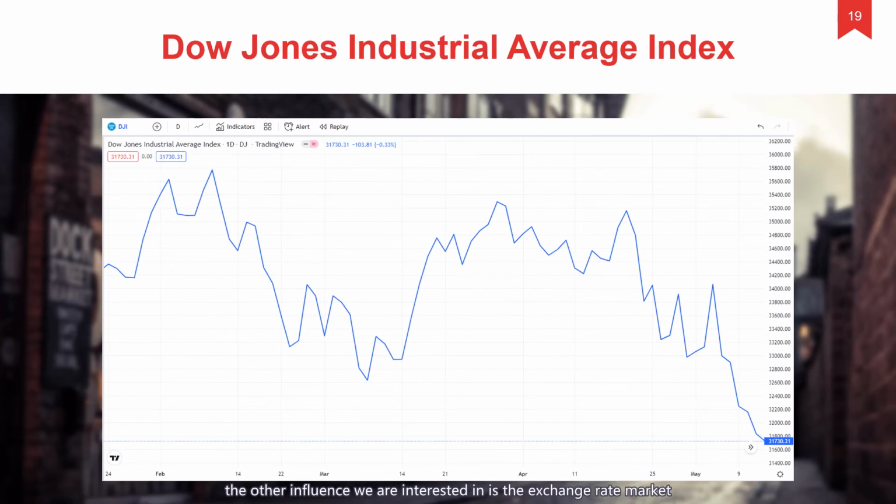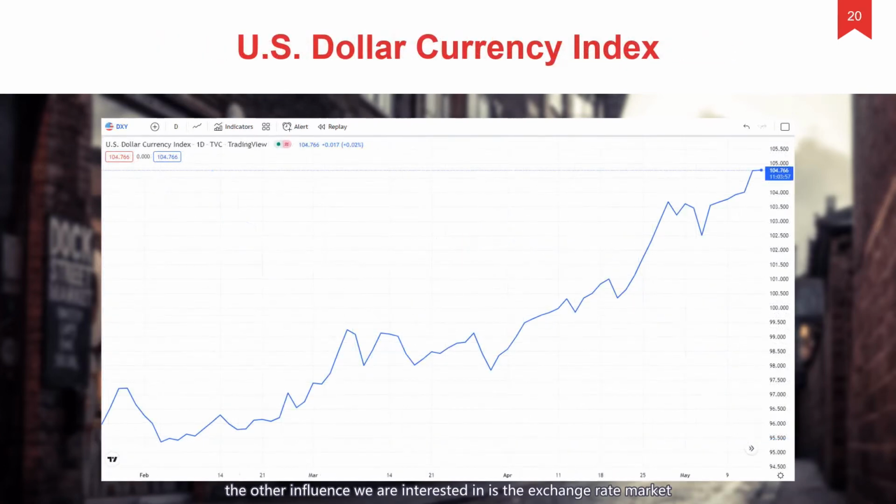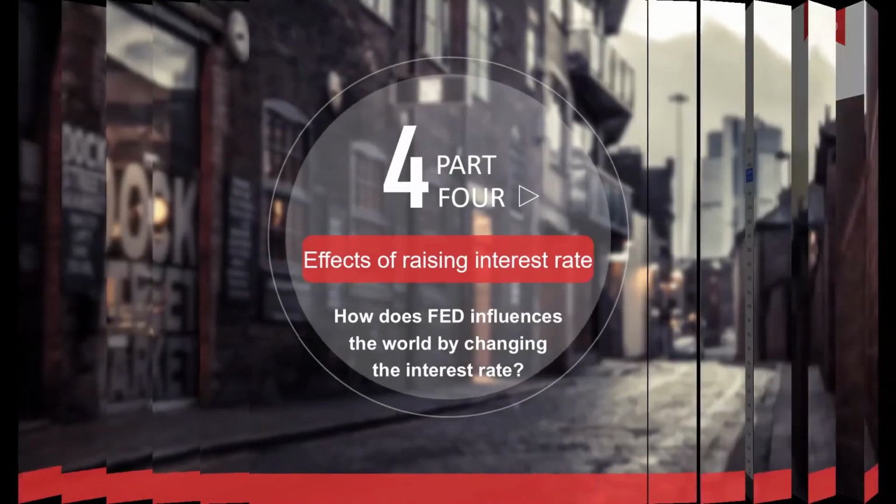The other influence we are interested in is the exchange rate market, and we find that the US dollar index has a consistent trend of rising, which confirms the theory we had learned in class: the rise of interest rates will attract capital back and cause the demand for the US dollar to increase, which makes the US dollar appreciate.